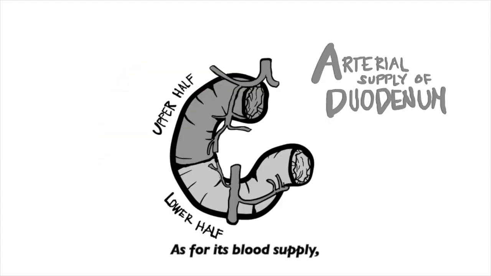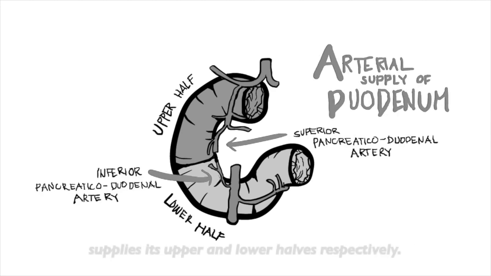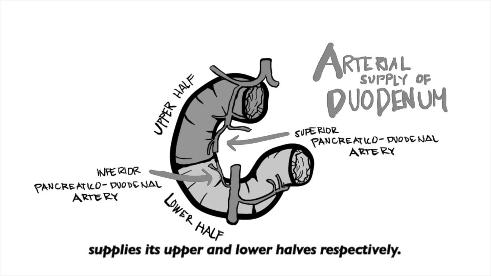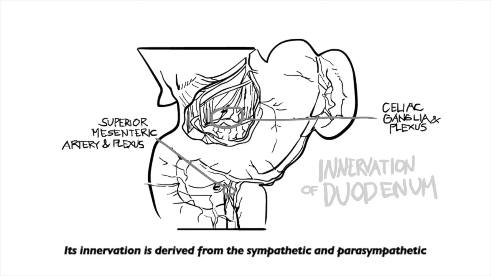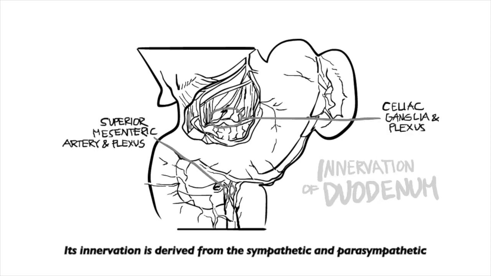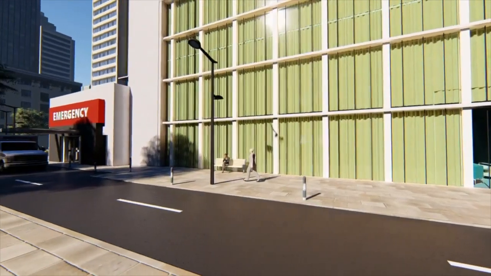As for its blood supply, the superior and inferior pancreatico-duodenal artery supplies its upper and lower halves respectively. The veins of the duodenum include the superior and inferior pancreatico-duodenal vein, which drain into the portal vein and the superior mesenteric vein respectively. Its innervation is derived from the sympathetic and parasympathetic vagus nerves of the celiac and superior mesenteric plexuses.